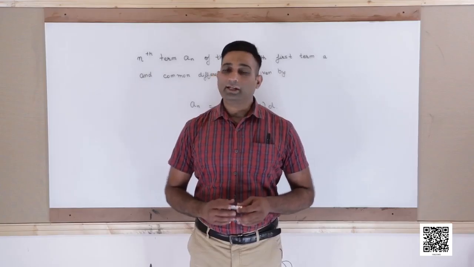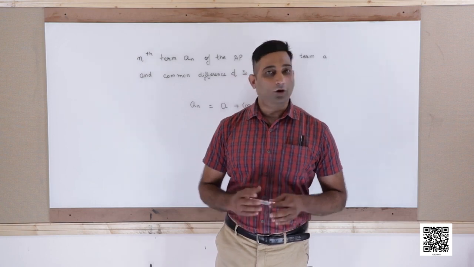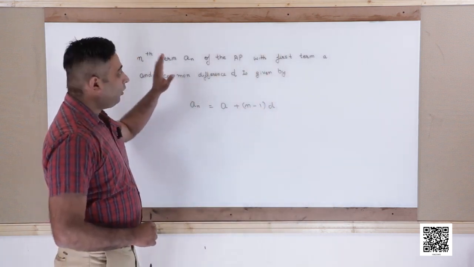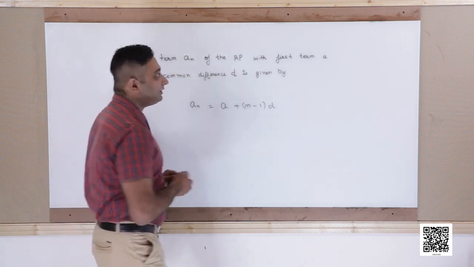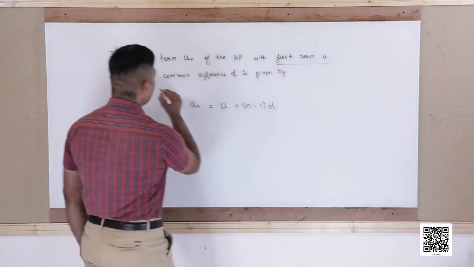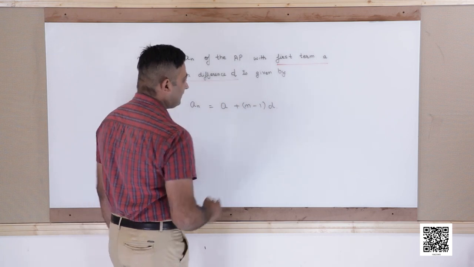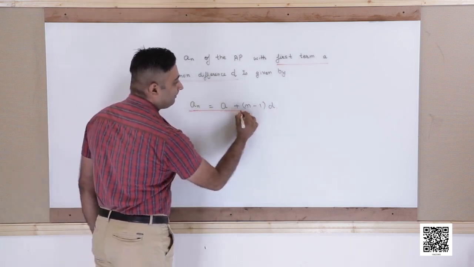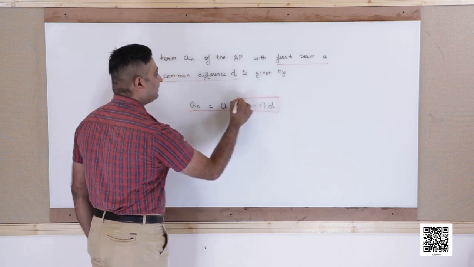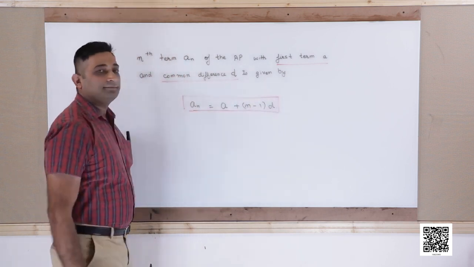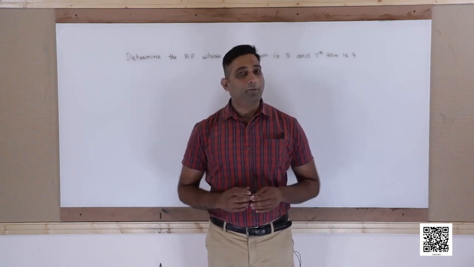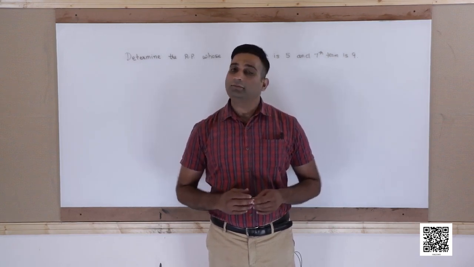Dear students, now let us discuss the nth term of an AP. The nth term an of the AP with first term a and common difference d is given by an is equal to a plus n minus 1 into d. Dear students, now let us discuss a few problems based on the nth term of an AP.